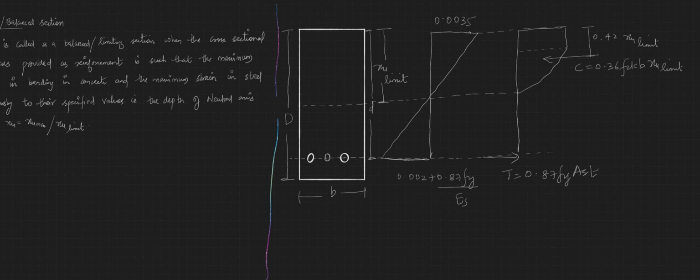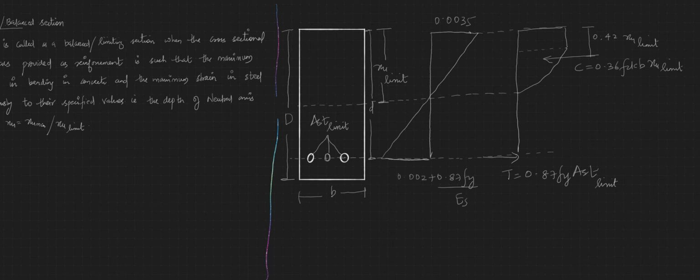For a limiting section, the area of steel provided is such that the strain in concrete and the strain in steel reach their maximum. That area of steel is denoted as AST limit. So I could write the tensile force as T equal to 0.87 Fy AST limit.